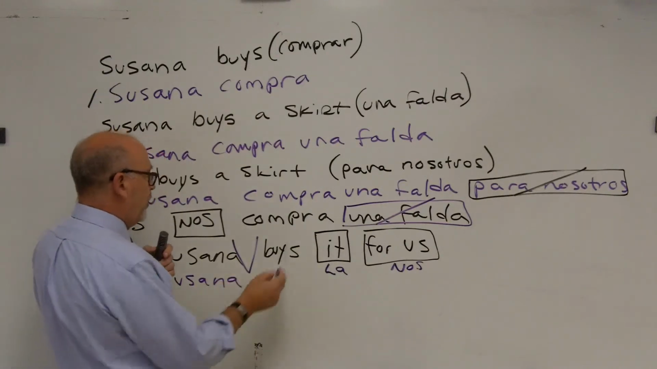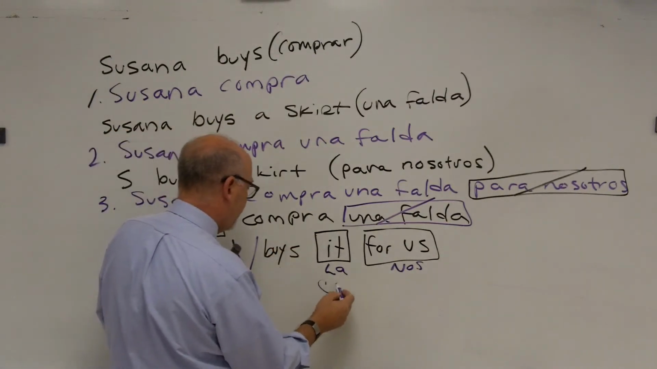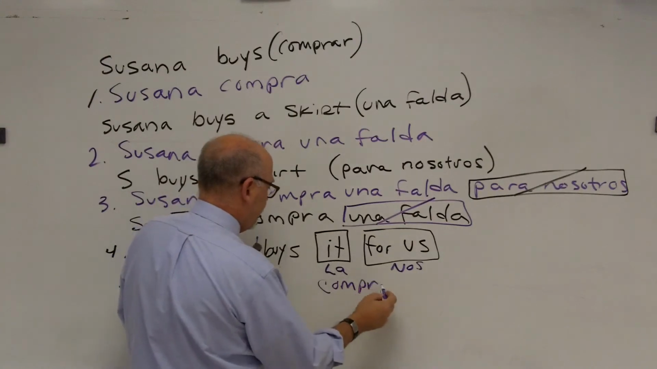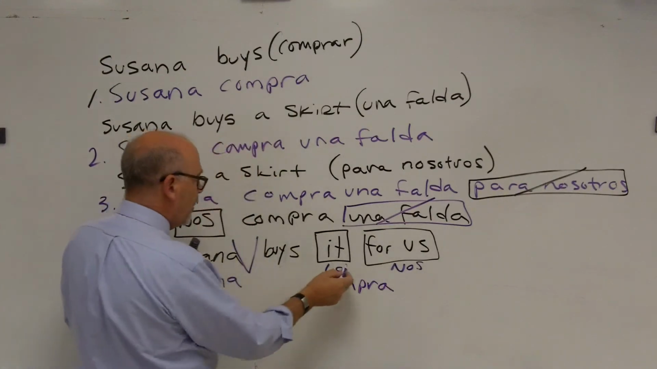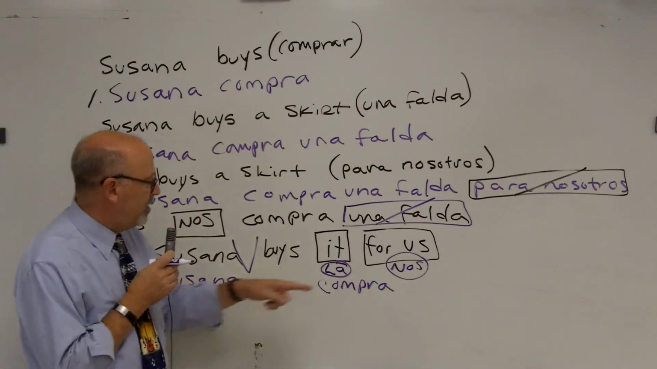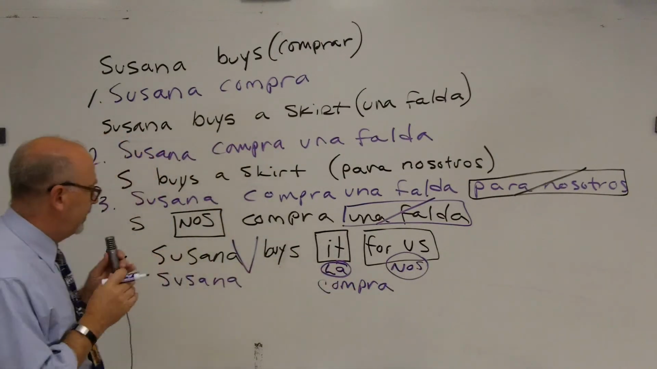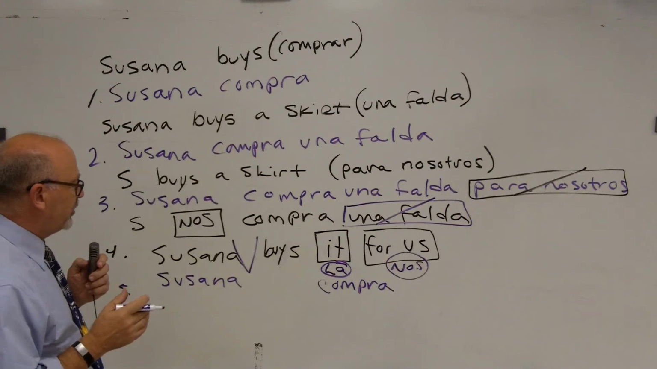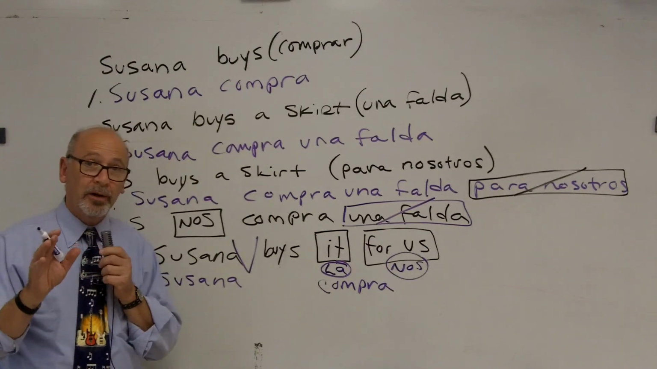All right. We've got buys. Let's put that over here. Okay. Now we know we need to have la and nos in here somewhere to be the for us and be the it. Well, which one goes first? Which one goes second? Well, when you look at your bird, and it's over there.